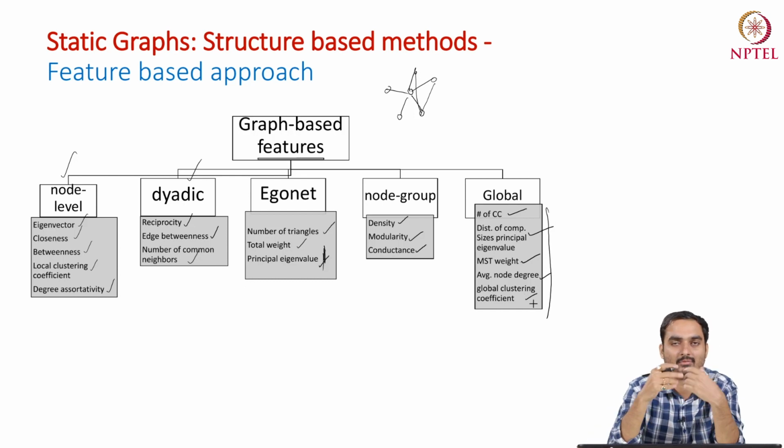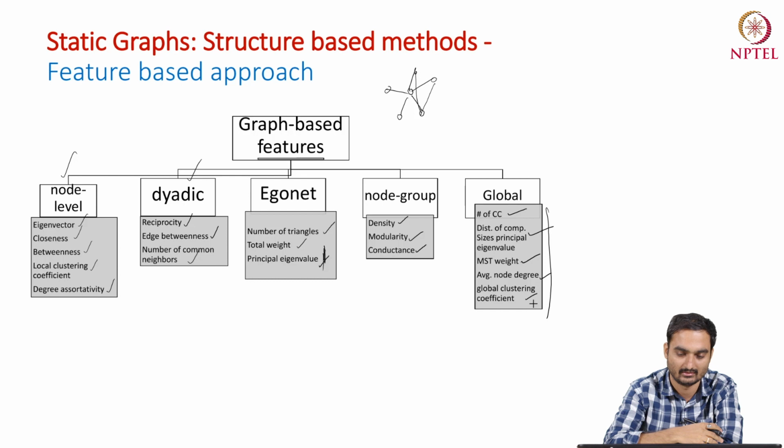And then we can simply employ classifiers like naive Bayes, or logistic regression, or support vector machine, and classify nodes into anomalous and normal nodes.